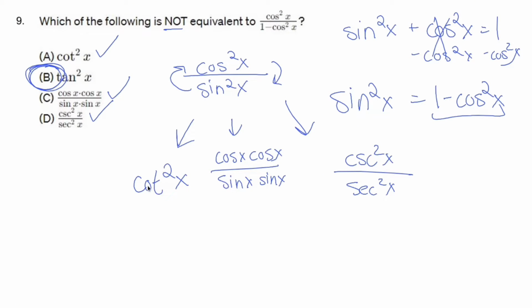And the moment I got the fact that it was cotangent squared x as the answer, that automatically gets me to the point where I can say it definitely can't be B. So B is going to be my answer. Remember, I want the one that is not equal to that. And B is the one that's not equal. Wasn't that neat? Hope this helps.